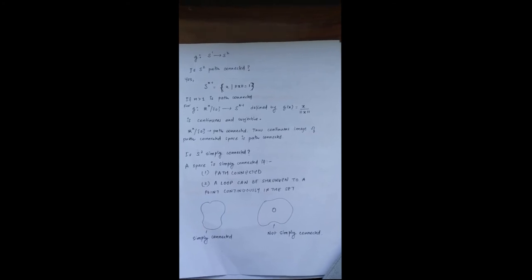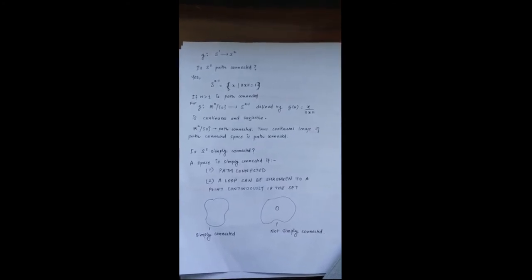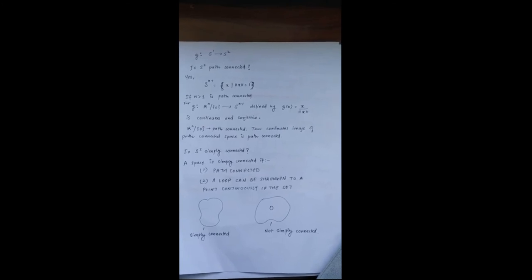But let's just look into why this punctured space is path connected. If you take two points x and y on this punctured Euclidean space such that the path between them does not pass through the origin, then you can simply draw a straight line. But suppose it were to pass through the origin, then we take a point z which does not lie on this path, and we connect xz and zy to get a new path. So anyway, our S to the power n minus 1 is path connected as well.